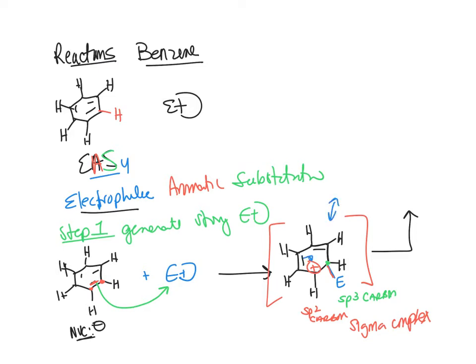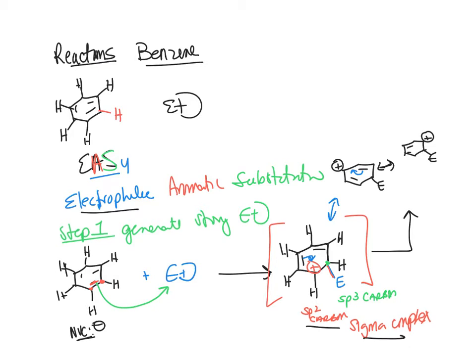So we can show this, where the electrons go there, and there's your positive here. And then we can generate another resonance structure. Remember our double-headed arrows. I should put my E there. Okay, so we have three resonance structures, and these are the sigma complex.